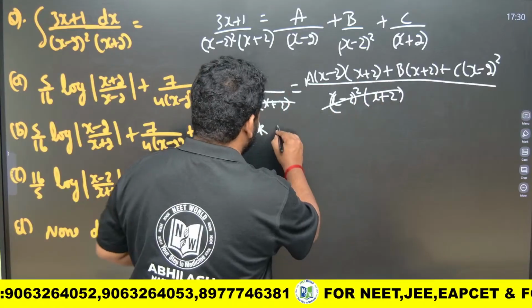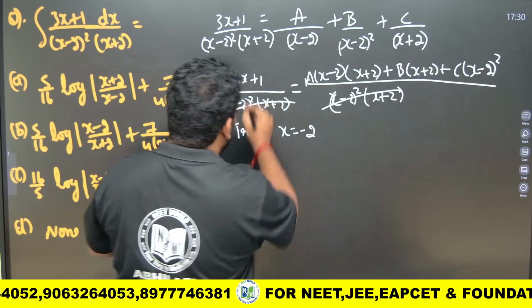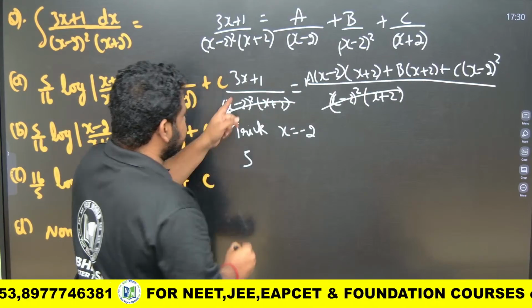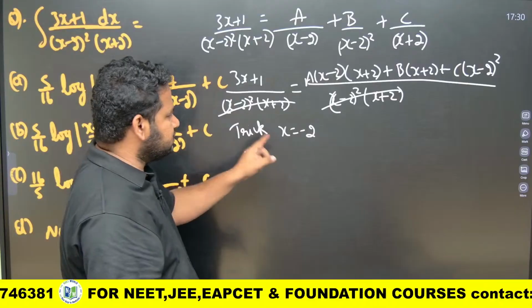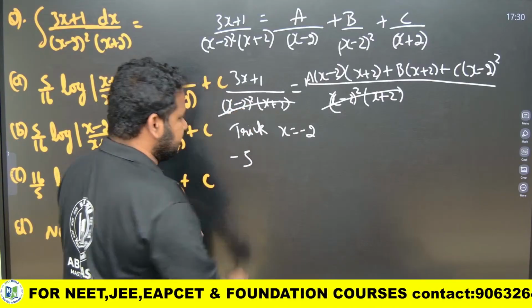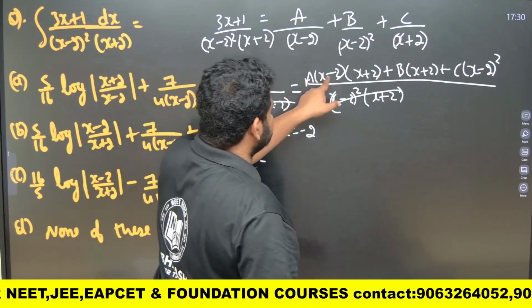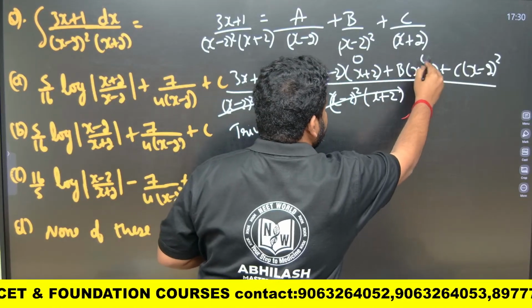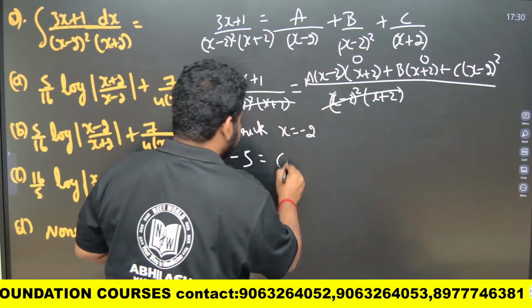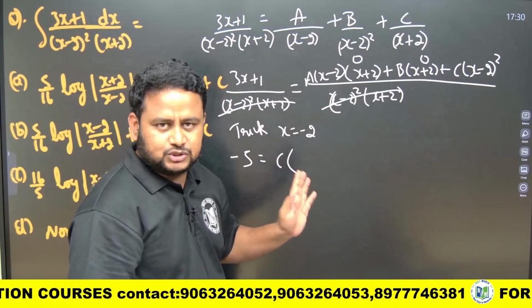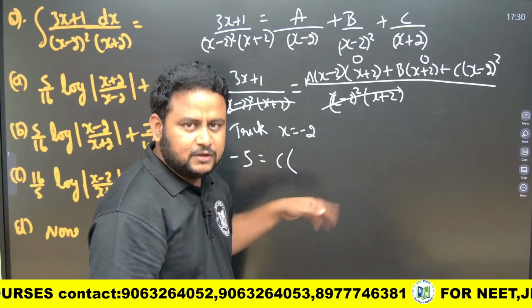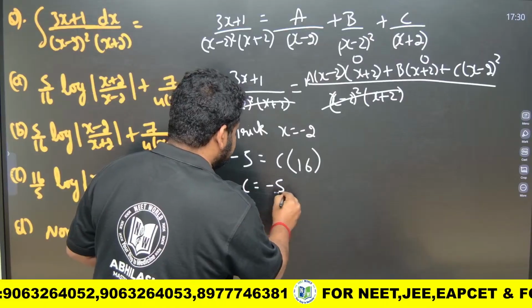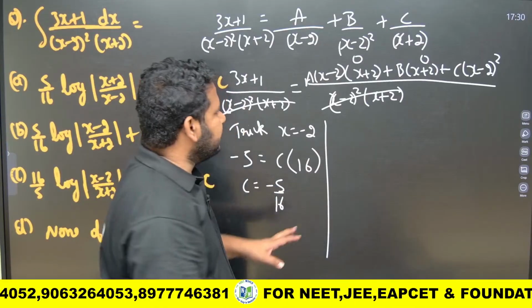If I put x equal to minus 2 instead of 2, the left side becomes 3 into minus 2, which is minus 6, and minus 6 plus 1 is minus 5. Here minus 2 plus 2 becomes 0, and it becomes c into (minus 2 minus 2), which is minus 4, and minus 4 whole square is 16. So c will be equal to minus 5 by 16.